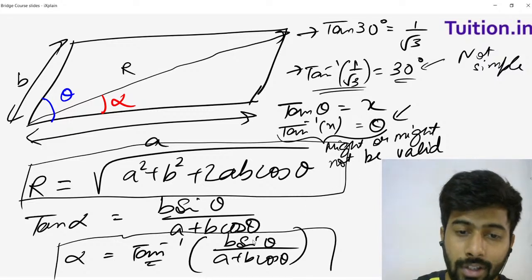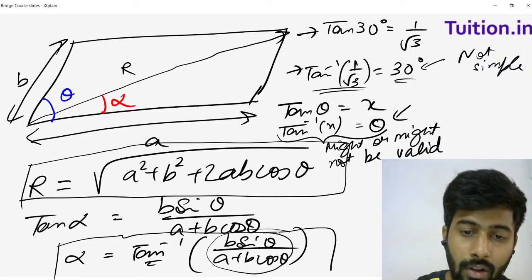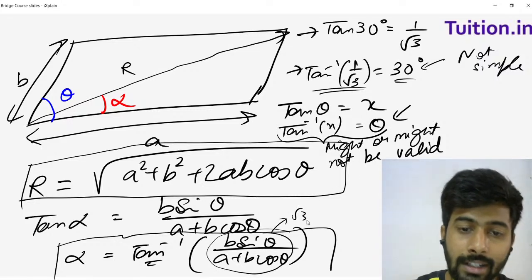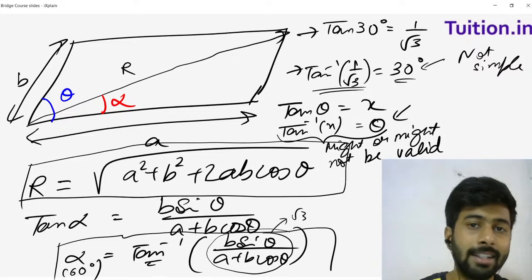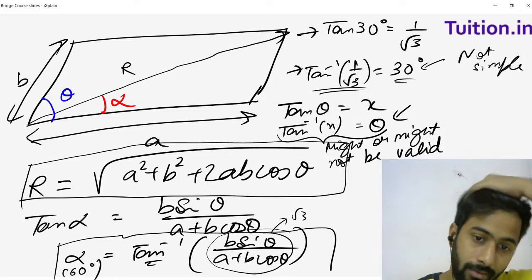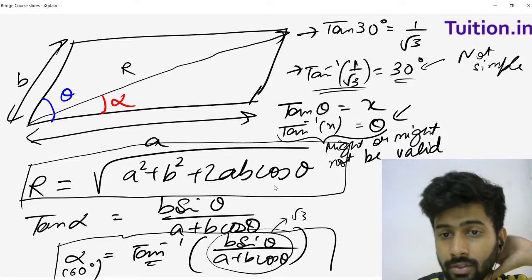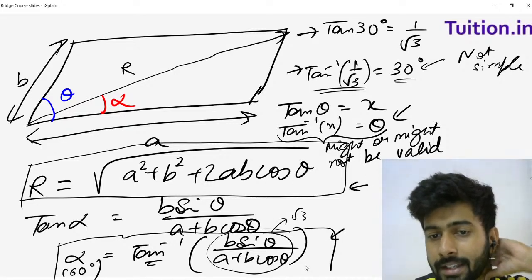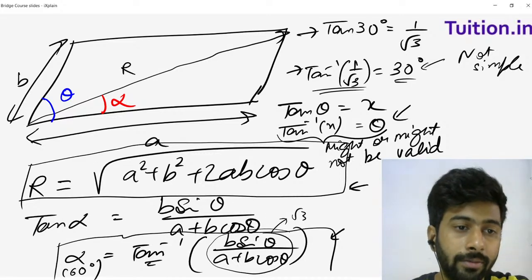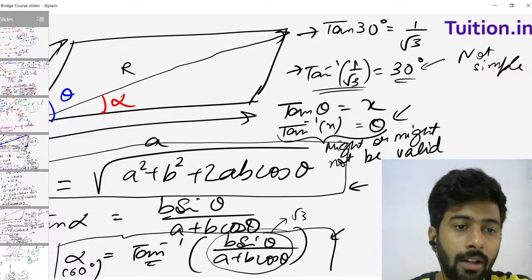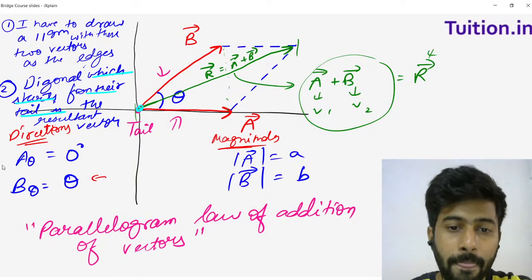Okay. So if this thing was root 3, then tan inverse of root 3, your alpha will become 60 degree, because you know that tan 60 is root 3. So I want you to memorize these two, but at the same time, I want you to go back and see how I got it. So now let's come back to this problem.